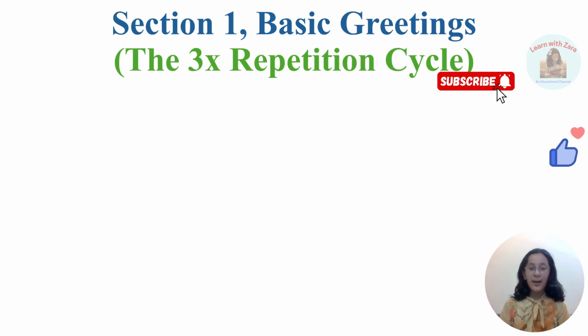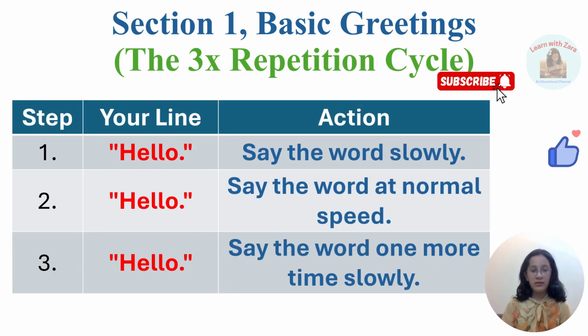Section 1. Basic greeting. The 3x repetition cycle. Say the word slowly. Hello. Say the word at normal speed. Hello. Say the word one more time slowly. Hello.